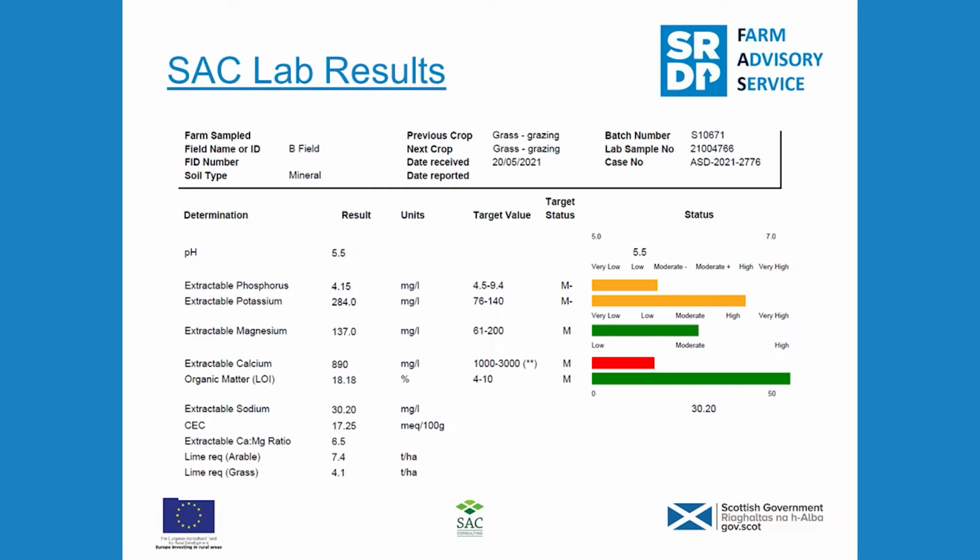Then going down, we've got organic matter. This is new to the reports and it's probably more valuable in intensive arable rotations rather than on beef and sheep units. This report here is based on an upland beef and sheep farm and you can see the organic matter is sitting at 18%, so it's above the target value. So in a normal sort of livestock farm, organic matter isn't normally a problem.